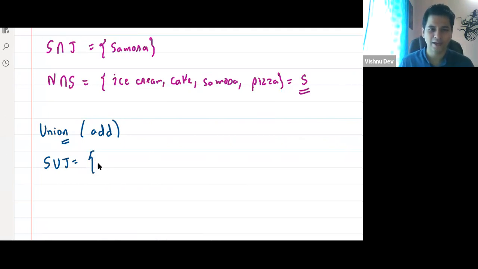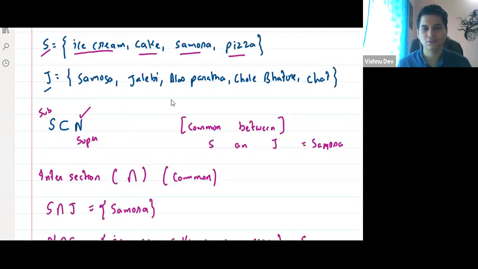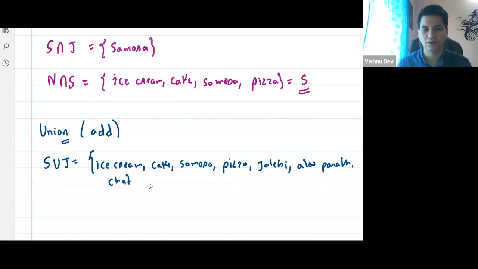Okay, so I'll write like this: ice cream, comma cake, comma samosa, comma pizza, comma jalebi, comma aloo paratha, comma chaat, comma chole bhature also. Right? Clear? Yes or no?